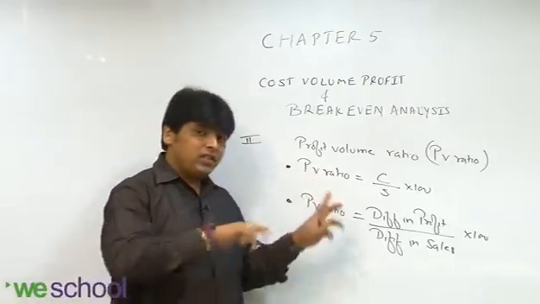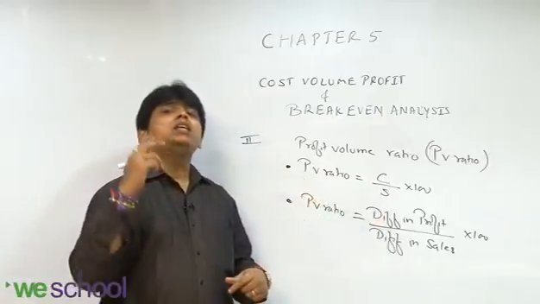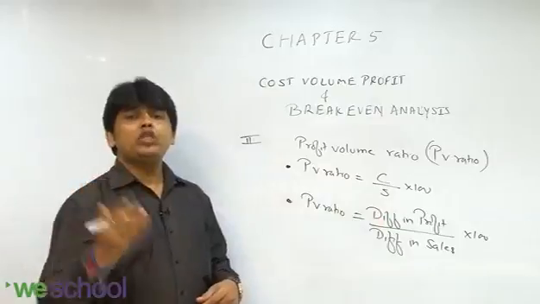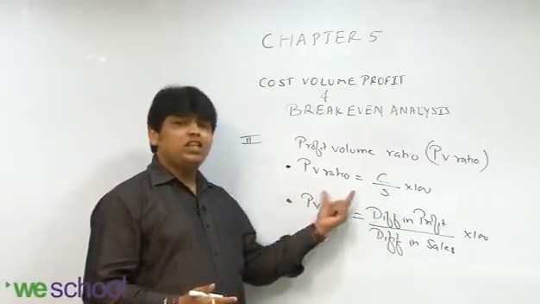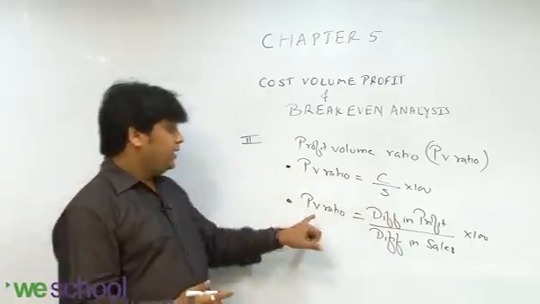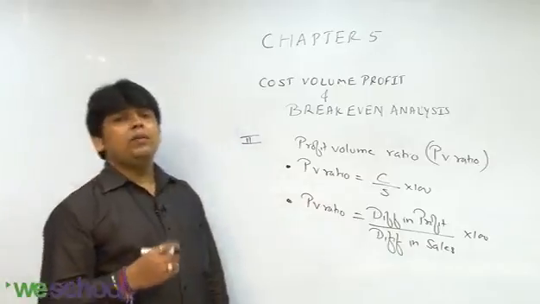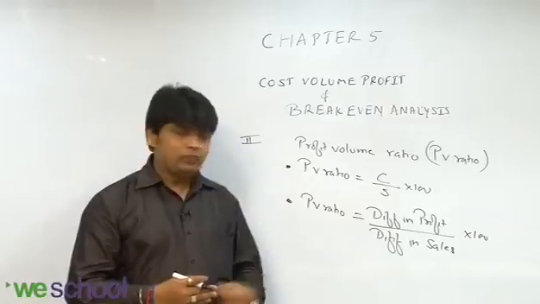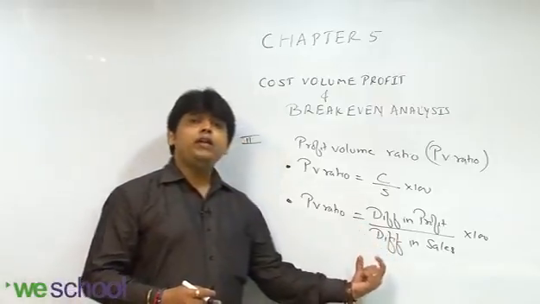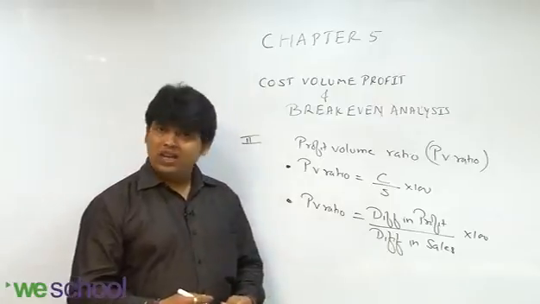Here, that formula is reversed for getting PV ratio. See, contribution formula is sales into PV ratio upon 100. But if you want to find PV ratio, it is contribution upon sales into 100. And the second formula for PV ratio is useful to calculate the PV ratio when two years' sales and two years' profit are given. So difference in profit upon difference in sale into 100. Right, now these two formulas are clear.